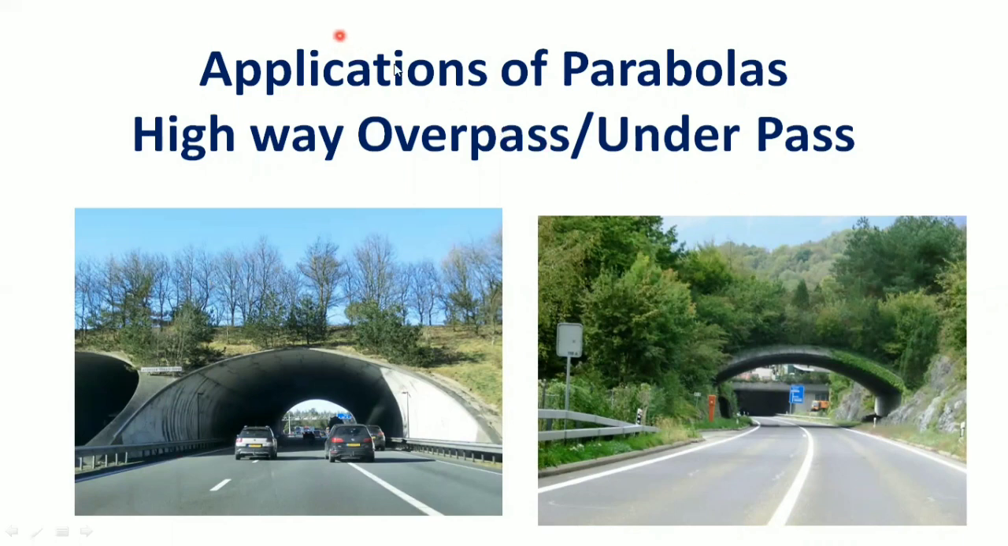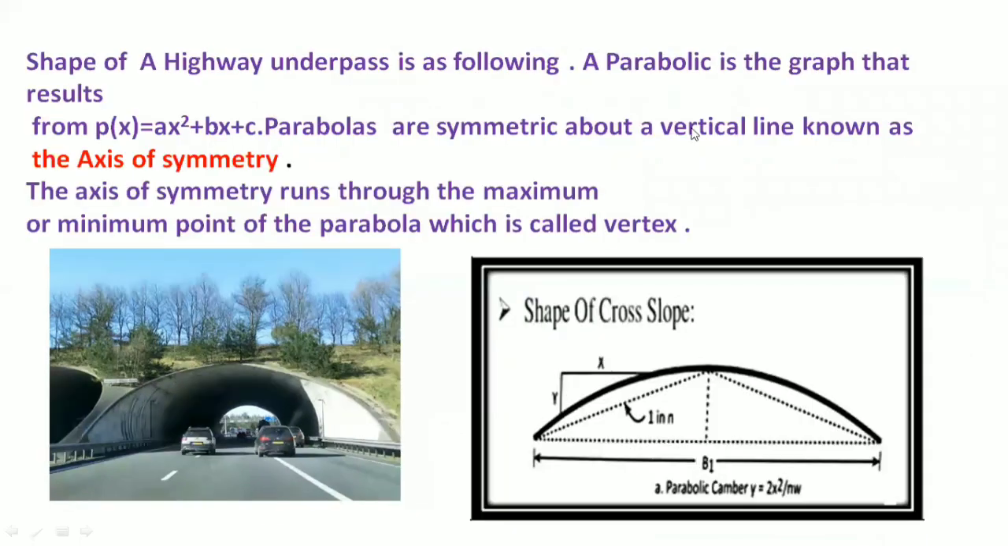So, how can they construct them? By using the polynomial concept, how does it get involved? What kind of questions do we get as case-based questions from this concept? I'm going to teach that today. So, let's go to the question now. The case study question is: the shape of a highway underpass is as the following.